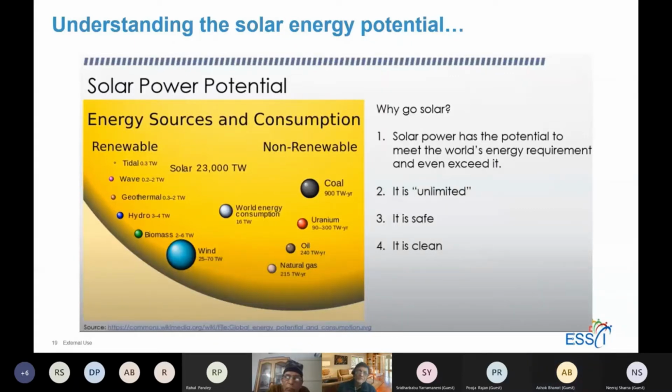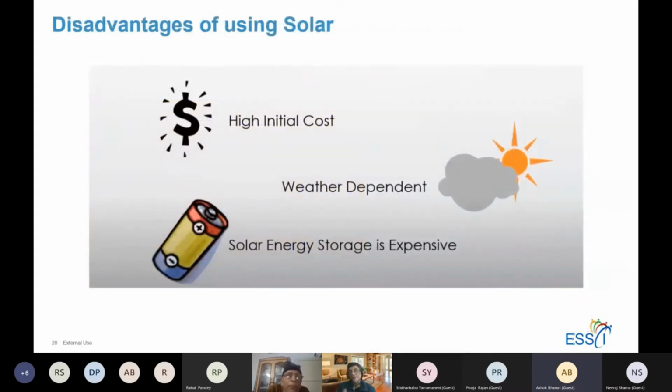So it is not absolutely clean, but it's definitely cleaner than a lot of other sources. And farming itself is not going to generate any additional fossilized carbon emission for the world. So if you take a look at it, it has a lot of advantages. And what are the disadvantages?